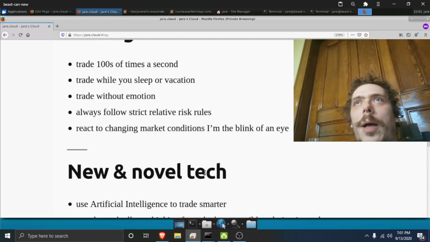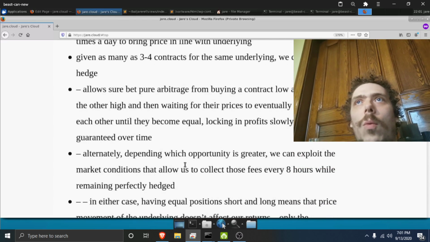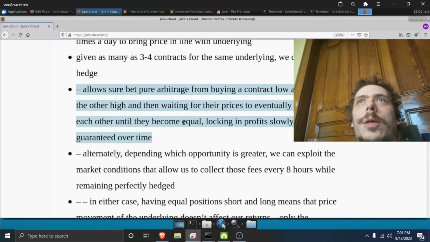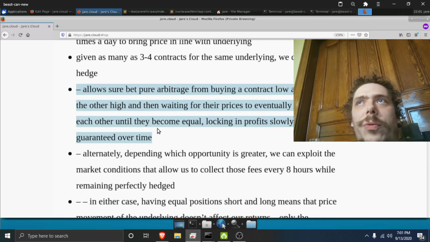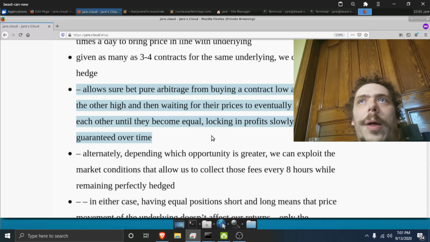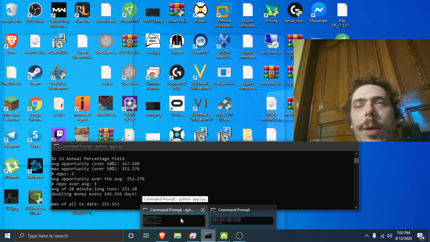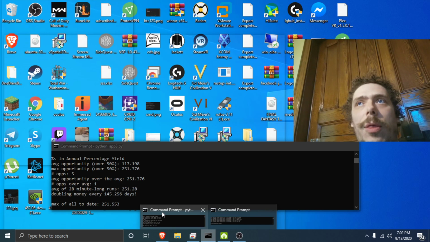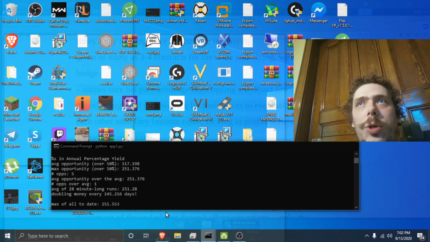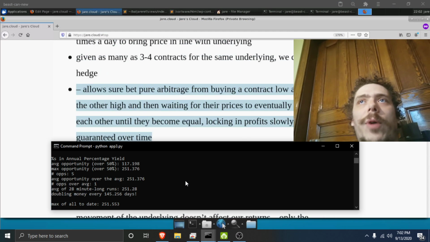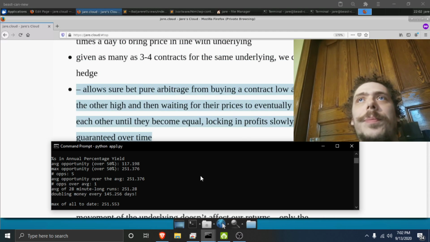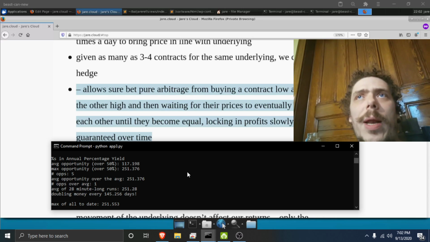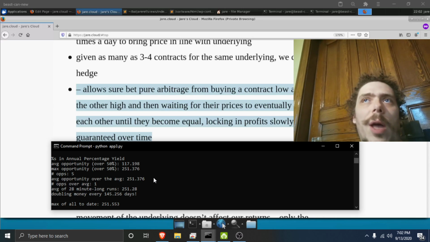So actually, I forgot to go and do some other stuff here while I was talking about this. Remember the sure bet arbitrage from buying a contract low and selling it high? This is called cash and carry arbitrage with futures premiums. I have a couple of scripts on my GitHub that you can actually go and look at right now. One of them has to do with futures premium arbitrage, which is this one here. This is one of the files inside of that repository. I ran it just a minute ago when I was about to create this video, so I'd already have the output for you guys.